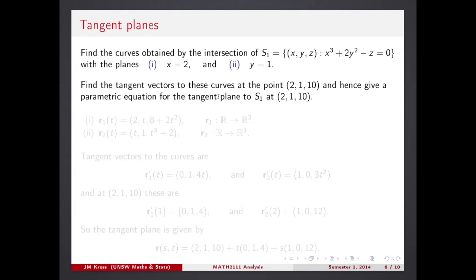So if I need to find the tangent vectors to the curves, I need to present the parametrization of those curves. Look at what the choice of parametrization on this slide suggests. First one, x equal 2, that's why 2 is in the first component. For y, we take the parameter t. This expression comes from here if you solve for z and replace x with 2.